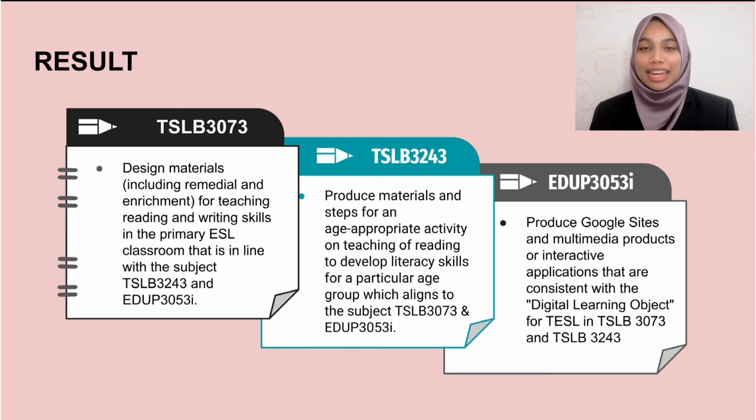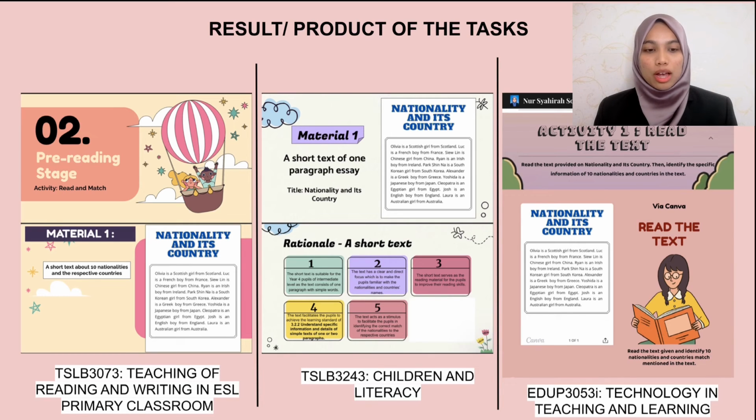For EDUP 3053I, task 2 of the subject required the students to create a multimedia project of producing Google Sites with interactive multimedia applications that align to the lesson plan and materials prepared in TSLB 3073 and TSLB 3243. This is the end result of the coursework for task 2 of TSLB 3073, Teaching of Reading and Writing in ESL Primary Classroom, task 1 of TSLB 3243, Children and Literacy, and task 2 of EDUP 3053I, Technology in Teaching and Learning. The materials used for all the tasks are based on TSLB 3073, which is a short reading text on title, nationality, and its country as shown in the slides.